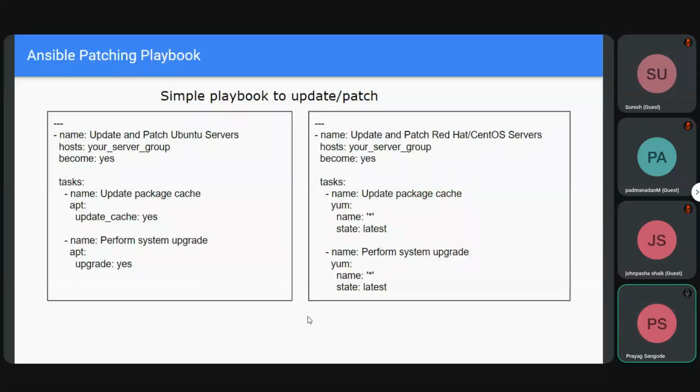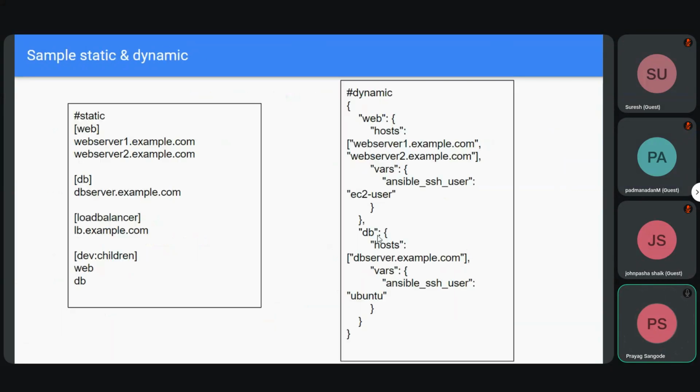So here is a simple playbook for patching which can be used on Ubuntu and also on Red Hat. This is equivalent to apt-get update. We always do apt-get update, right? So this is equivalent to that, update cache yes, and then perform the upgrade. And here we'll be using latest. The syntax is different for Debian and Red Hat flavors. Using this simple code we do the patching, mostly using Ansible, and it works for all the systems.